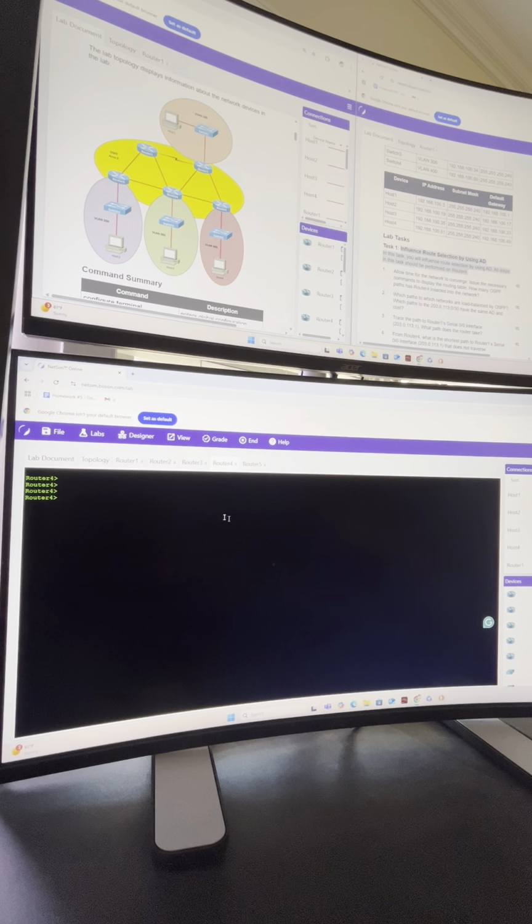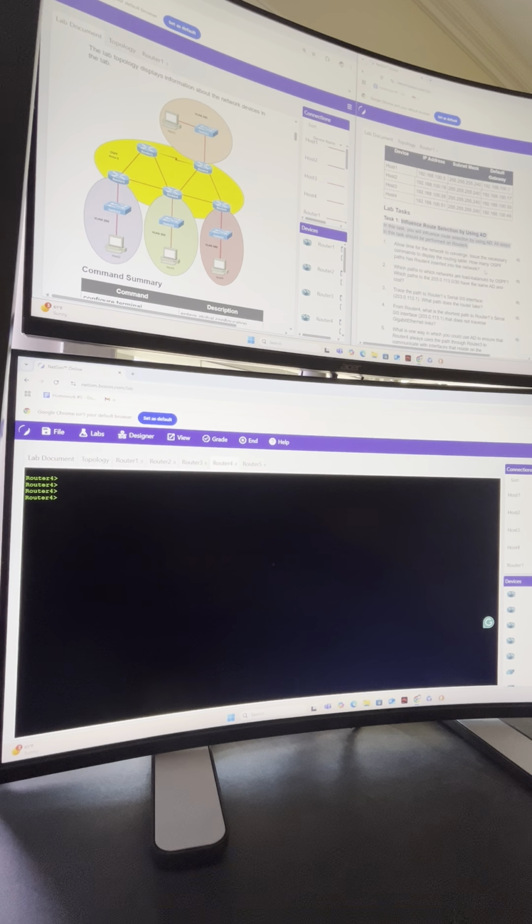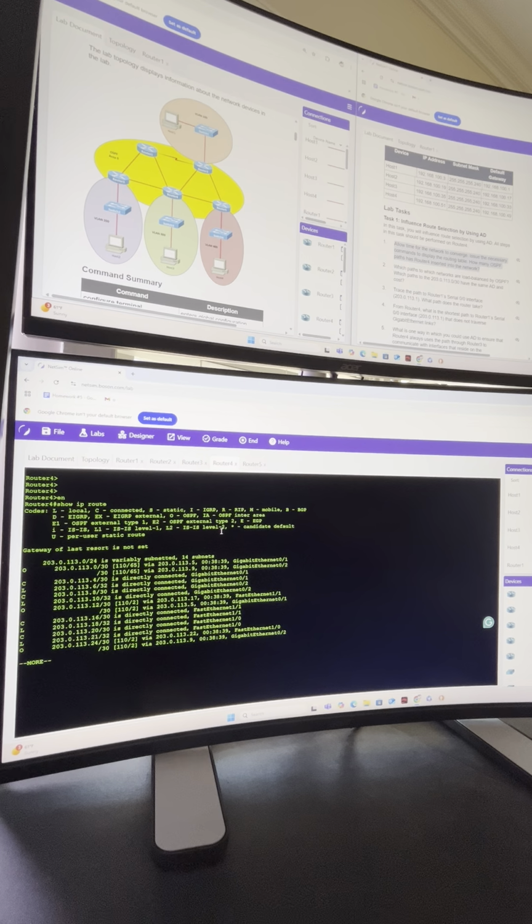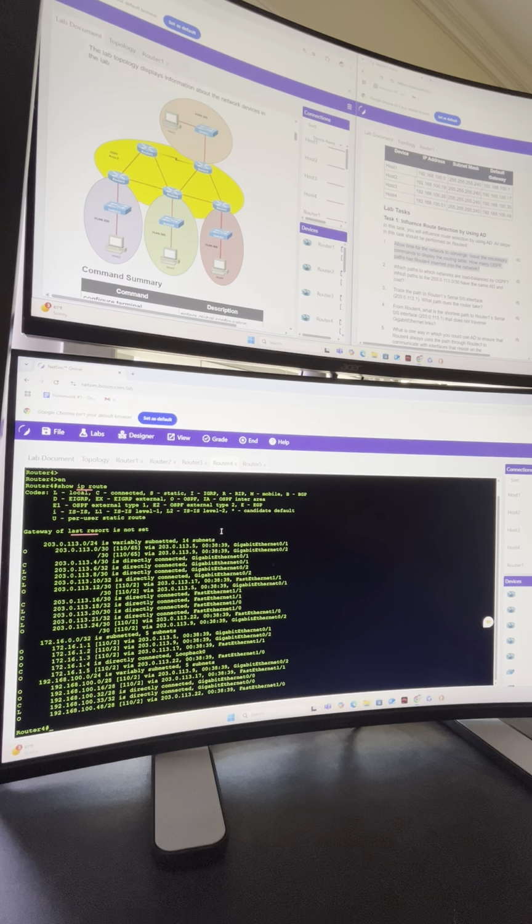Okay, looks good. All right, so number 1, it says allow time for the network to converge. Issue the necessary command to display the routing table. How many OSPF paths has router 4 inserted into the network? Okay, so let's do an enable to go into privilege exec mode, and let's do a show ip route to view the routing table. And if we take a look at router 4's routing table, we can see that we have this route right here, which has 2 paths. So we can count this as 2 paths.